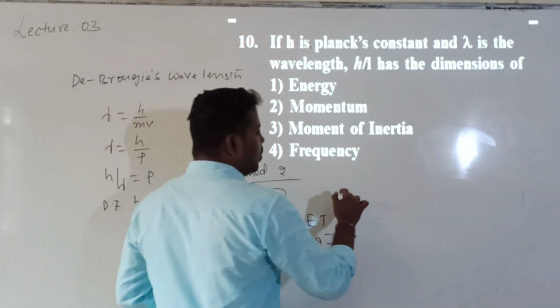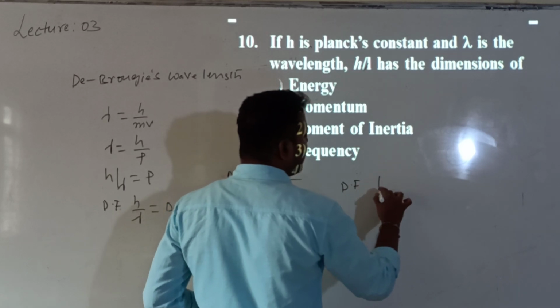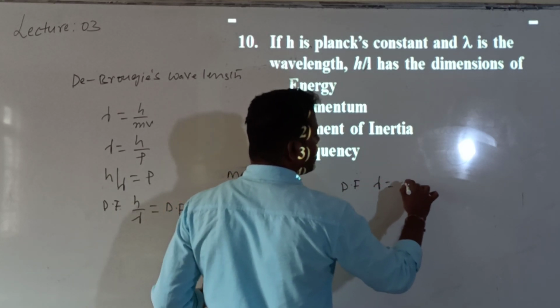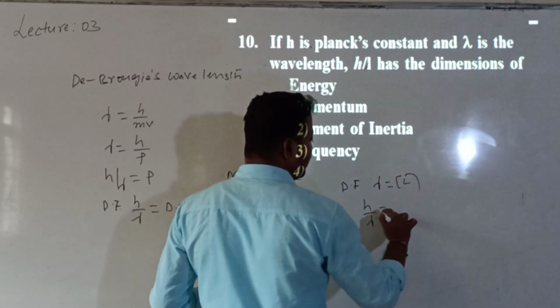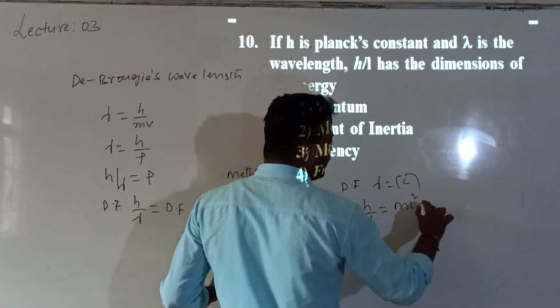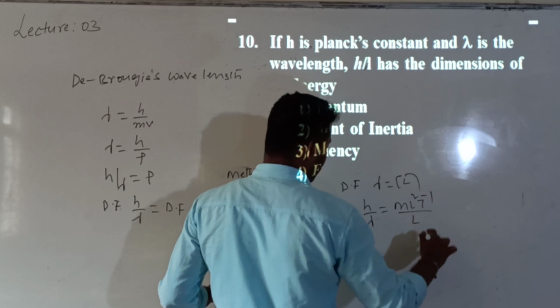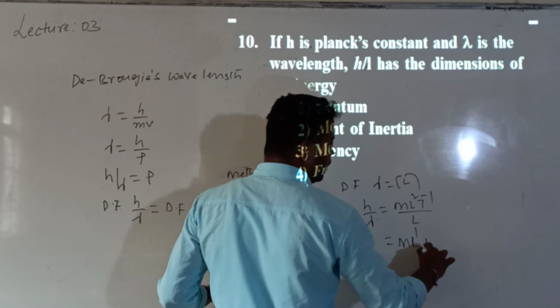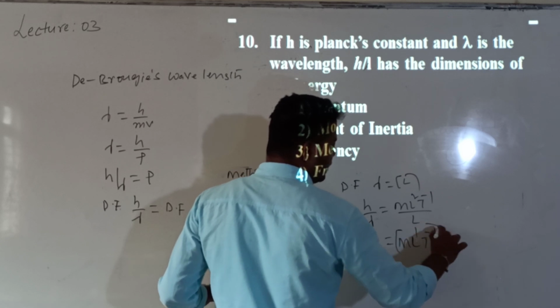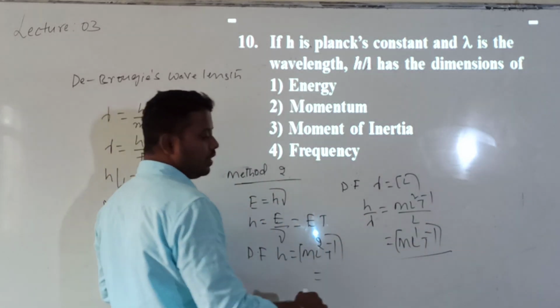What is the dimensional formula of lambda, the wavelength? Lambda is nothing but distance, which is L. Now h by lambda is given by M L square T power minus 1 by L. So what will I get? M L power 1 into T power minus 1. This is the dimensional formula of momentum.